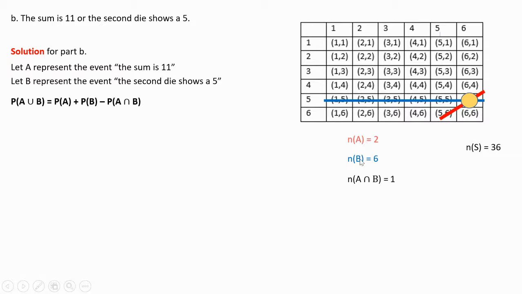So once you have all this information, we plug it into the formula. 2 over 36 plus 6 over 36 minus 1 over 36. And that's my result, 7 over 36. And 7 over 36 cannot be simplified any further. So that's my answer.